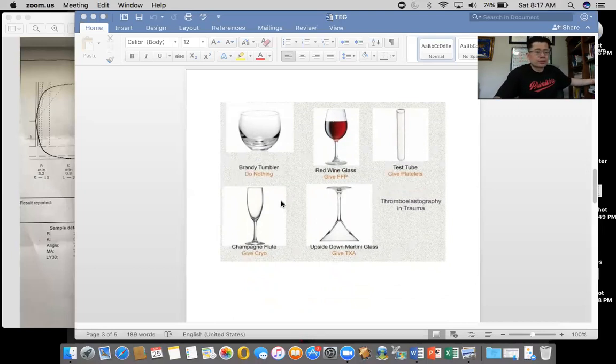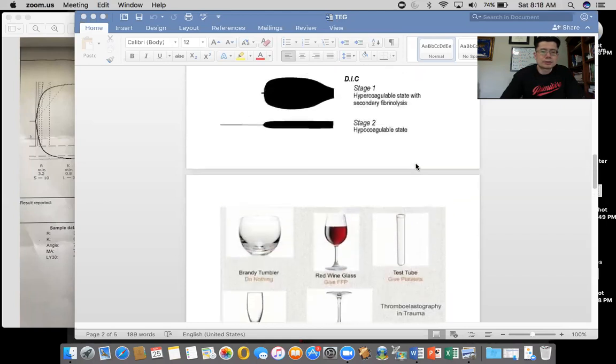And then you do nothing basically. And then red wine, you give FFP. So it's that classic. You want to kind of lay this horizontally. This will be your R value, and this will be your alpha, and this will be your MA, if you can see it from that way. And then your test tube, but it's the classic give platelets, which more something like this.